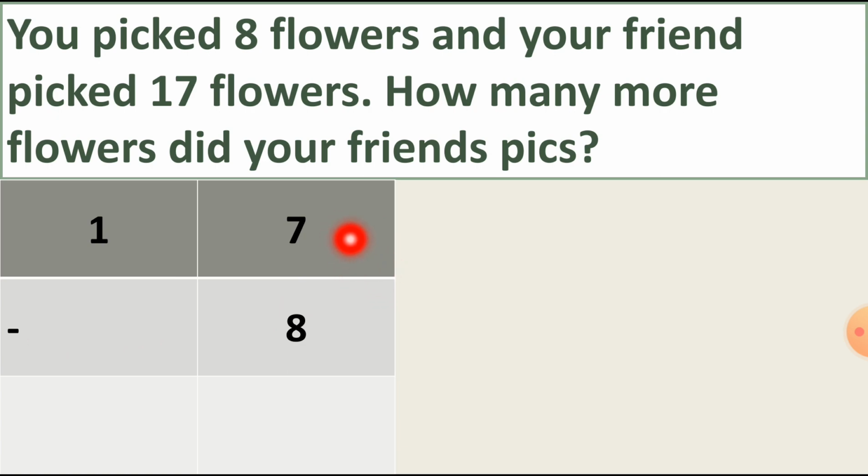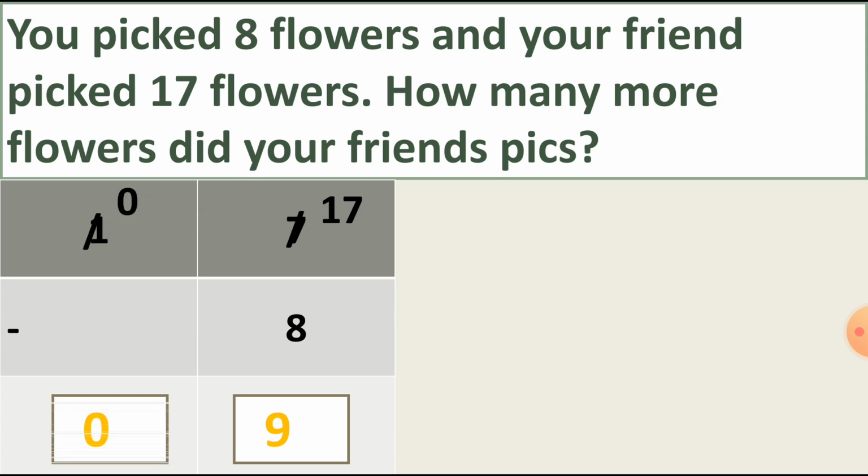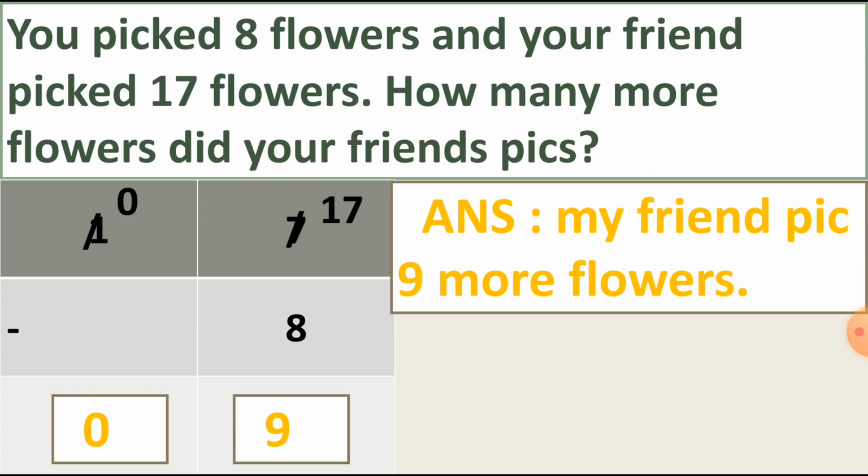So here is 7 minus 8. So we have to take 10 from the tens column and add it to the 7. So 7 becomes 17. Now we can easily cut 8 from 17. So 9 is left. We have to cut this 1 first. 1 minus 1 is equal to 0. So we can put 0. So how many more flowers did your friend pick? My friend picked 9 more flowers.